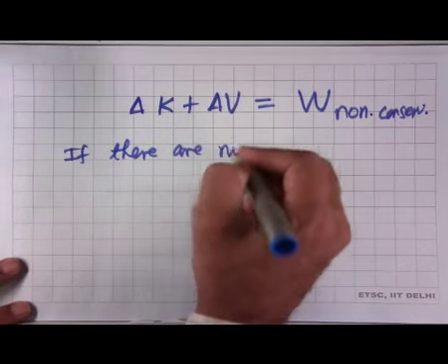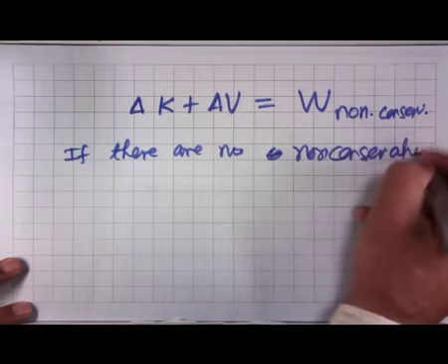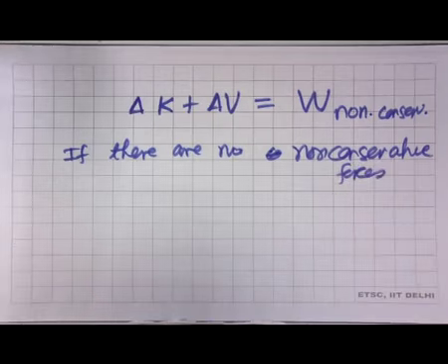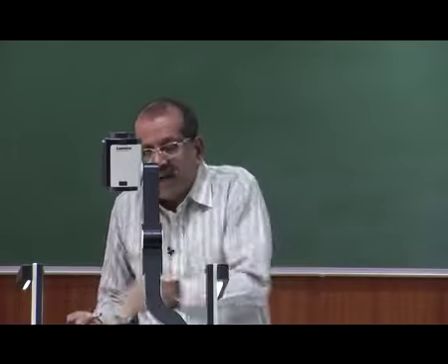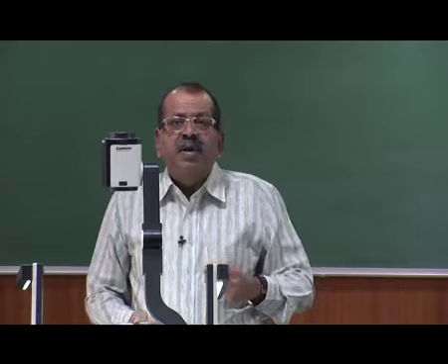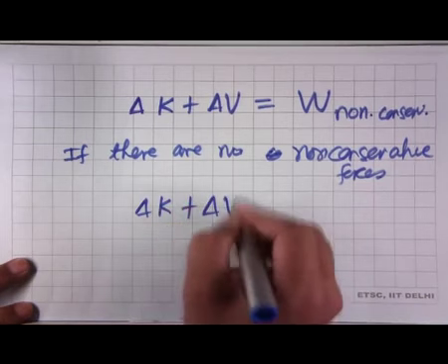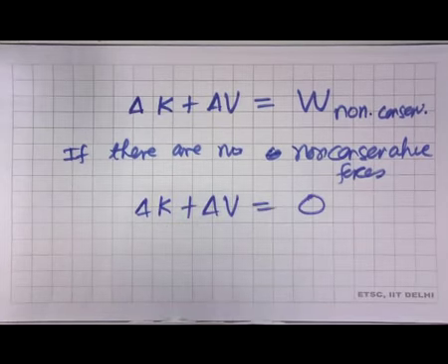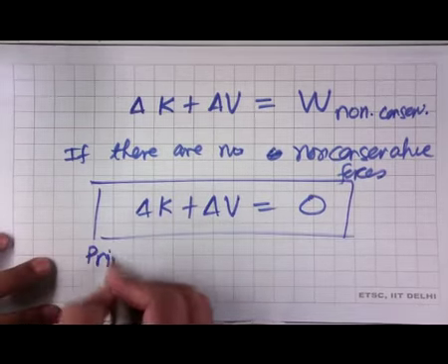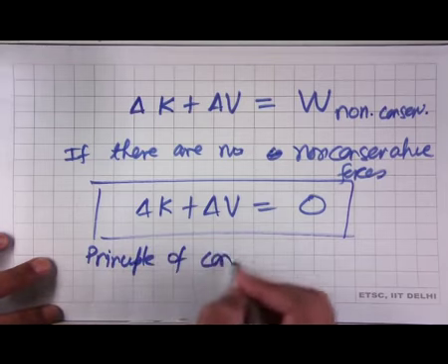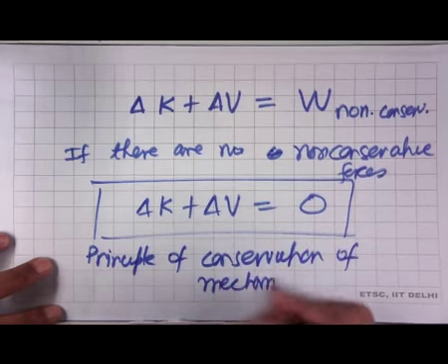Now, if there are no non-conservative forces, and this happened when we took the first two examples of a block sliding on frictionless ground and hitting a spring, or a ball being thrown up into the air, then the work energy theorem becomes change in kinetic energy plus change in potential energy is equal to 0. And this is what we call the principle of conservation of mechanical energy.